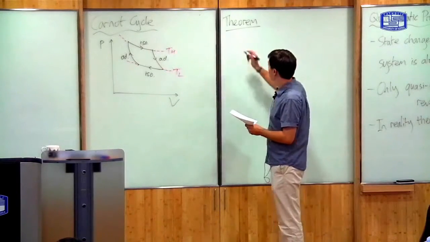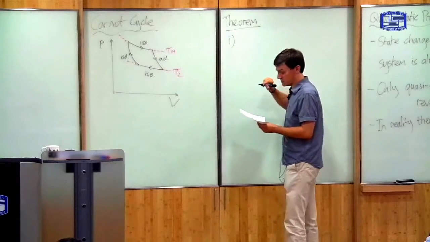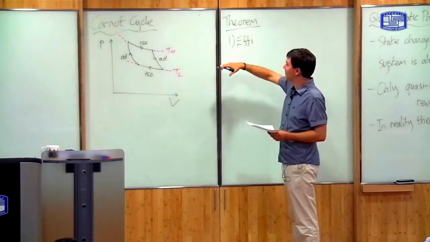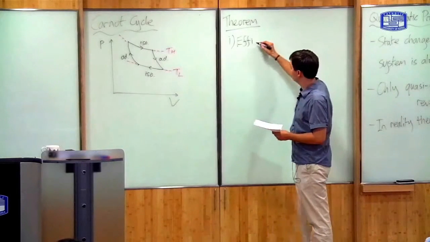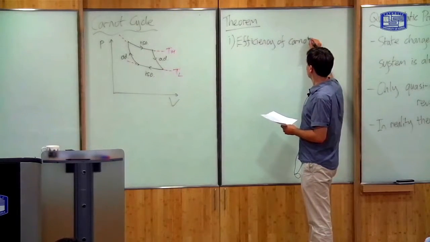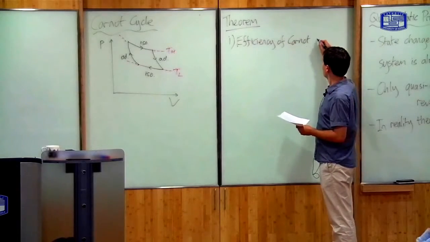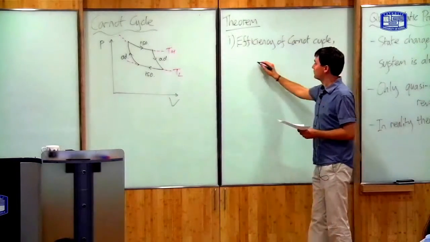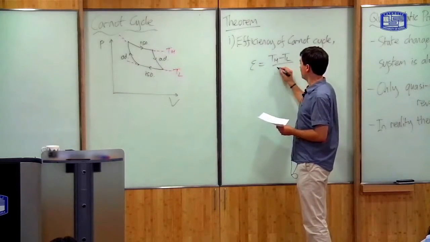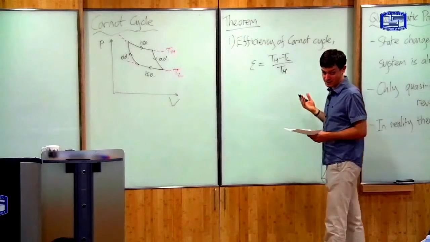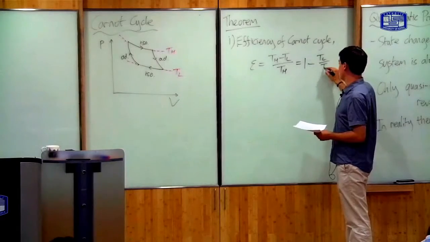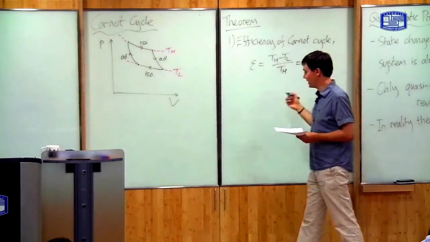The first one is about what's the efficiency of this cycle. I've got a Carnot cycle between temperatures TH and TL. Epsilon is equal to the difference in temperature divided by the highest temperature, which I can write as 1 minus TL over TH. That's the first statement of the theorem.